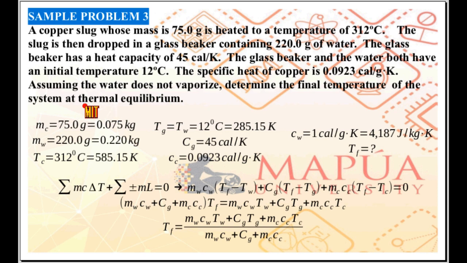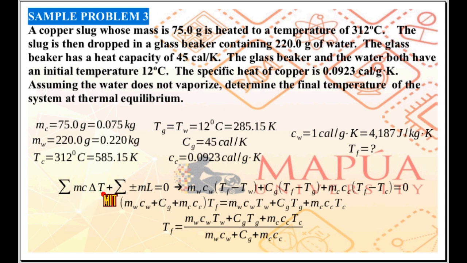The system reaches thermal equilibrium, meaning all objects in the system have the same temperature, the same final temperature, and that's what we are looking for, Tf. The objects in the system will interact. Some objects will gain heat energy. Some objects will lose heat energy. The total energy change is equal to 0. Conservation of energy.